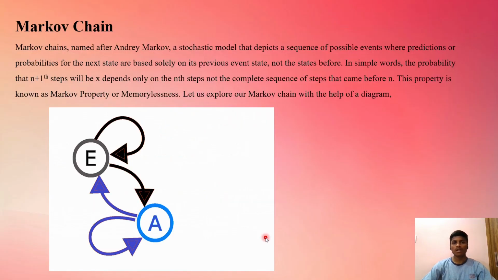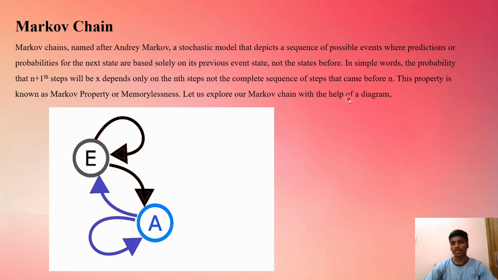Markov chains are named after Andrey Markov, who was a mathematician who found the Markov chain. It is a stochastic model that depicts the sequence of possible events where predictions or probabilities for the next state are based solely on its previous event state, not the states before. In simple words, the probability that the n plus one step will be x depends only on the nth step, not the complete sequence of steps that came before n. This property is known as the Markov property or memorylessness.